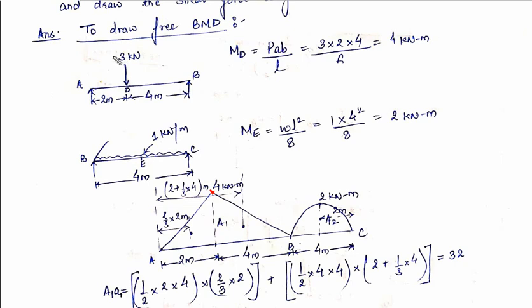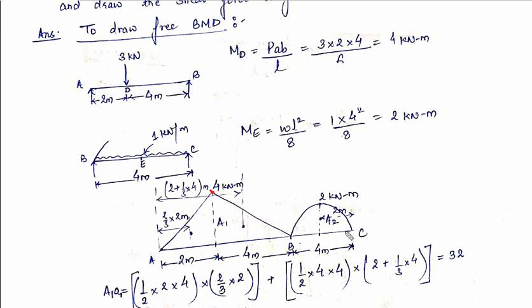Now we know that whenever a point load acts on a simply supported beam, the bending moment diagram is a straight line. So now join A to this point and this point to B point with a straight line. So this is your free bending moment diagram for the span AB.